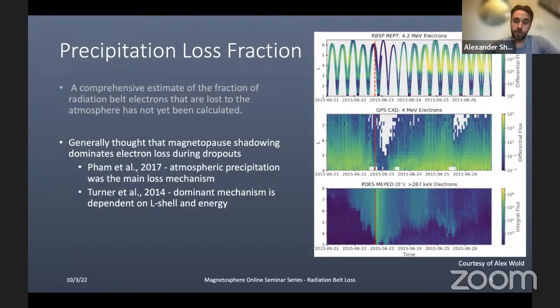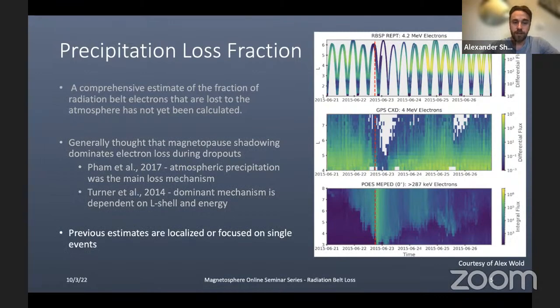This precipitation at high L shells may sometimes be otherwise attributed to magnetopause shadowing. This event prompts the question: what fraction of electrons that were lost in this dropout precipitated into the atmosphere versus lost to space? Previous estimates of this loss fraction are highly localized and focused on single events and maybe a very narrow energy channel as well. So we don't have a good baseline to compare specific events to.